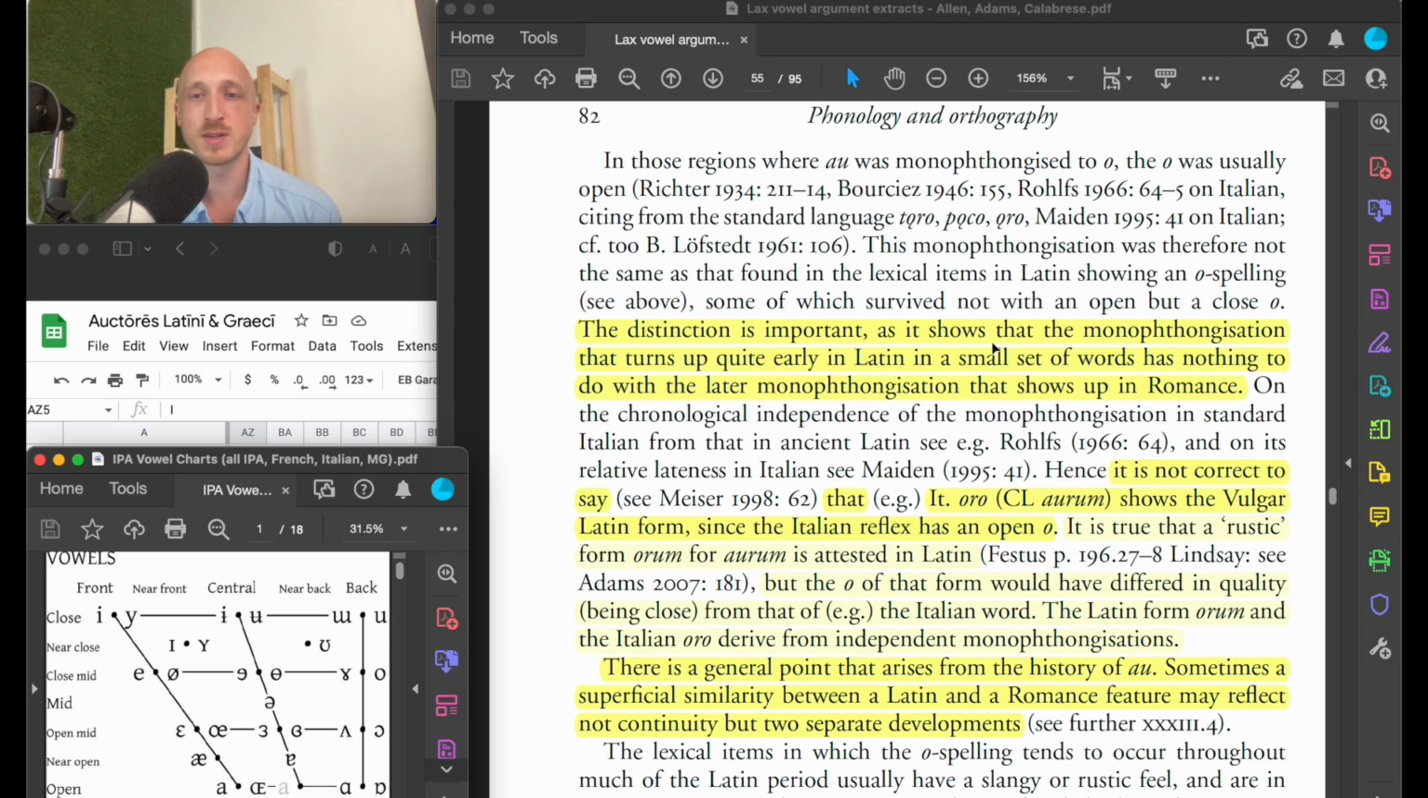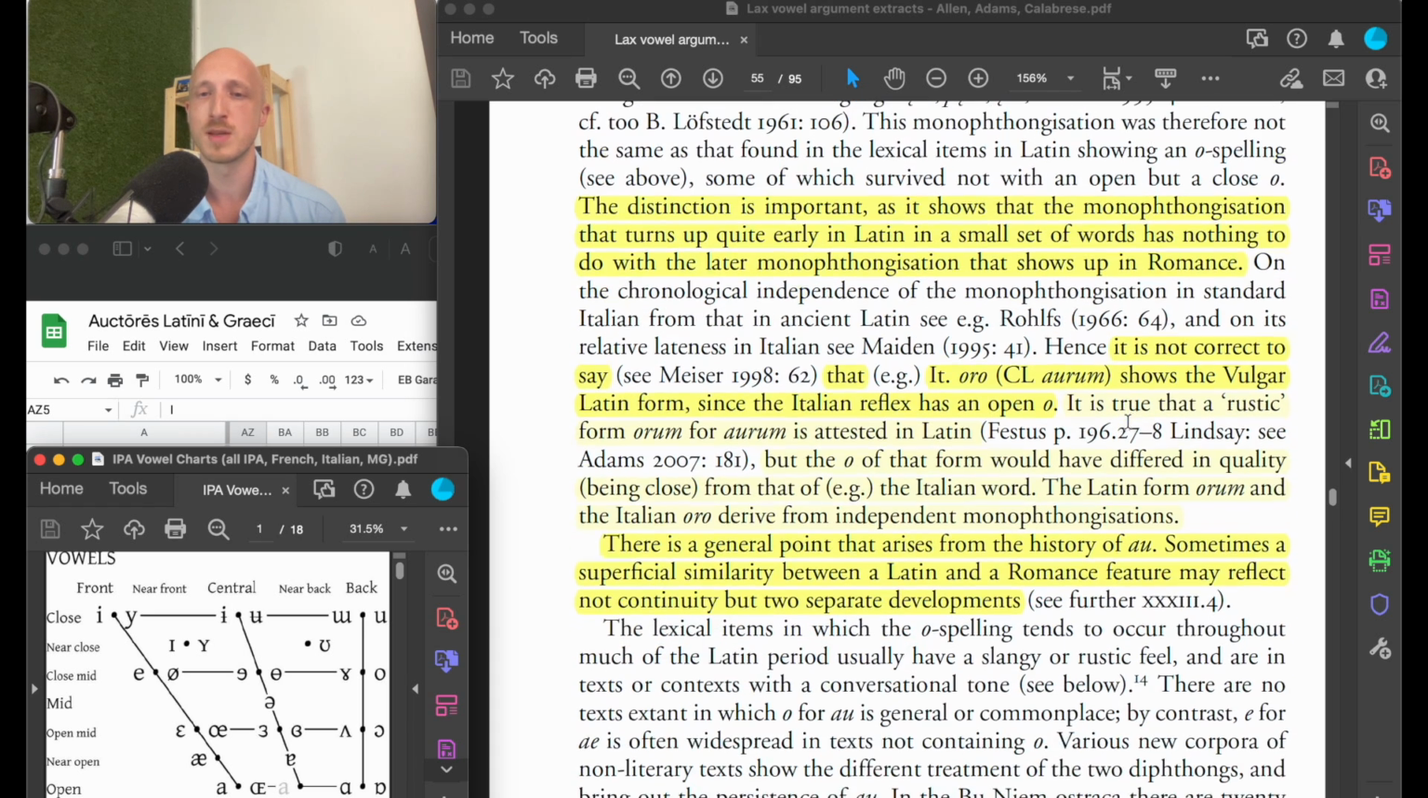The distinction is important as it shows that the monophthongization that turns up quite early in Latin in a small set of words has nothing to do with the later monophthongization that shows up in Romance. Hence, it is not correct to say that Italian oro, aurum shows the vulgar Latin form, since the Italian reflex has an open o, oro.